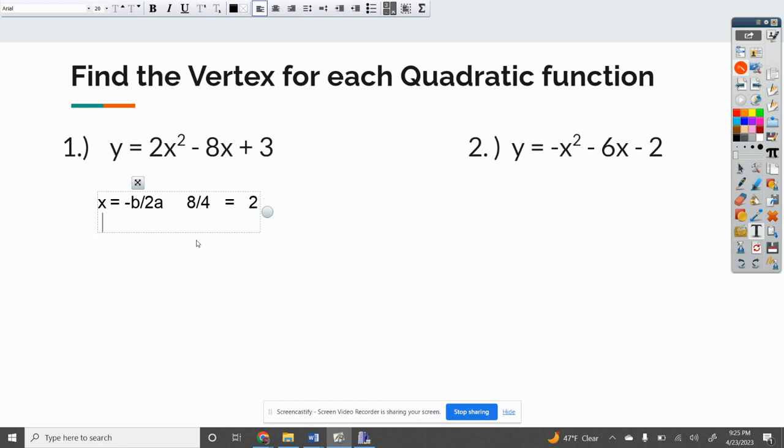Do be careful, all right? Because if I try to type all that in the calculator at once, 8 divided by 2 times 2, it's a really bad time. If you type it just like this in the calculator, 8 divided by 2 times 2, you're going to get the wrong number.